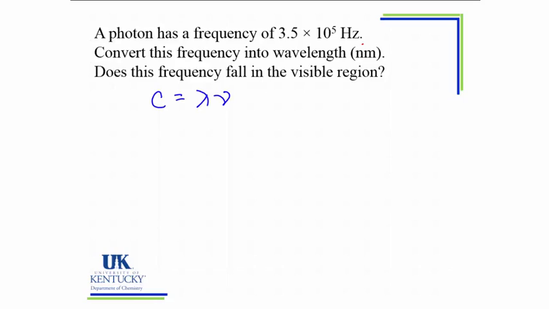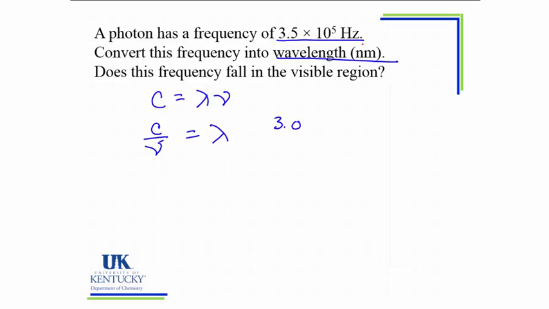Okay, so now we're ready to use this equation that we learned, c equals lambda nu, to work this problem. They're giving us a frequency of light. They're asking for the wavelength of the light. And that's the job of this equation, to convert between wavelength and frequency. So we're trying to find the wavelength, so we'll solve for wavelength. c over nu equals lambda.